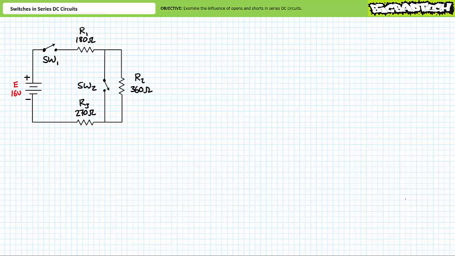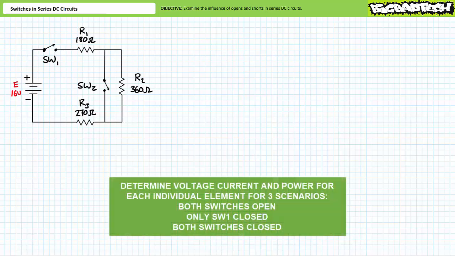Consider the series circuit consisting of a 16-volt source, R1 having a value of 180 ohms, R2 having a value of 360 ohms, R3 having a value of 270 ohms, and two switches, switch 1 and switch 2. As an exercise to the viewer, I invite you to solve for the voltage drop across, the current through, and the power dissipated by each individual element in the system for 3 different scenarios.